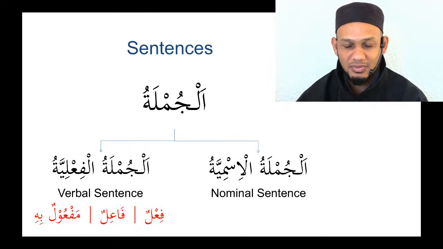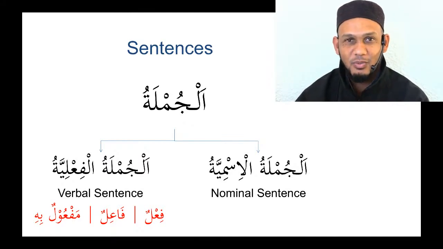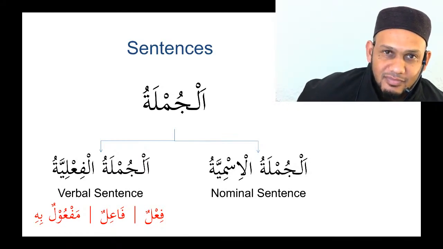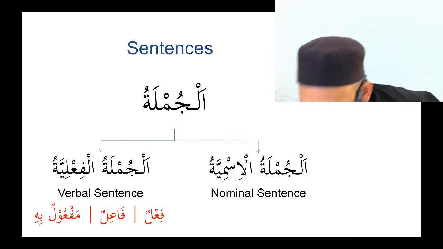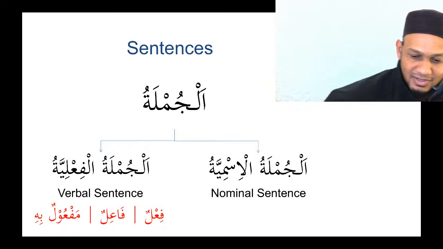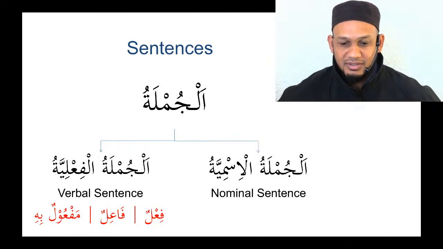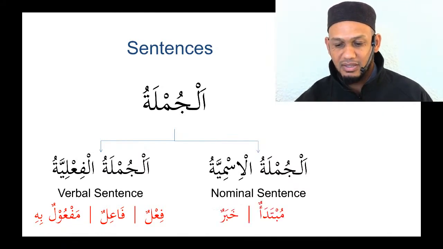Then jumlatul ismiya, which is like a bit more tricky one. What are the 2 parts of jumlatul ismiya? They are what? They are a mubtada and they are a khabar. They are a mubtada and a khabar.